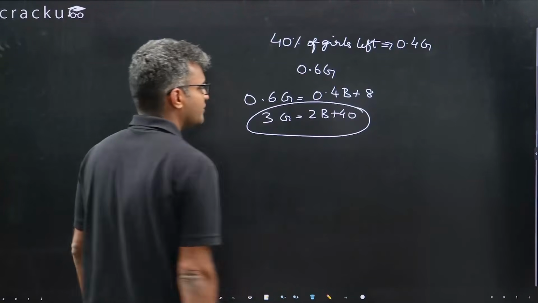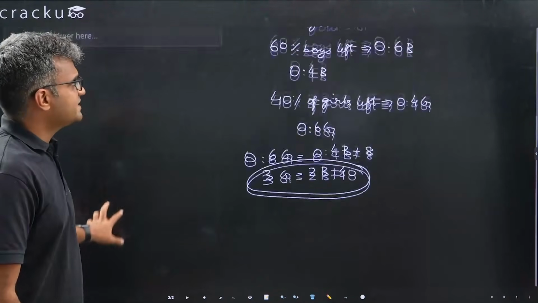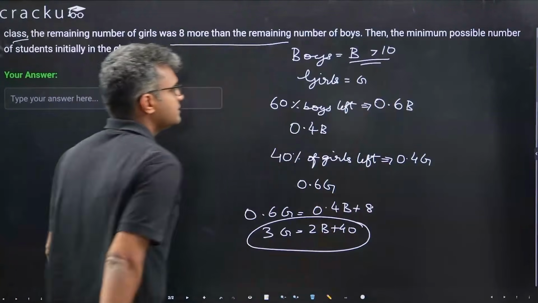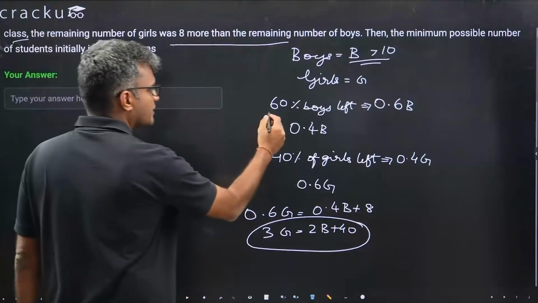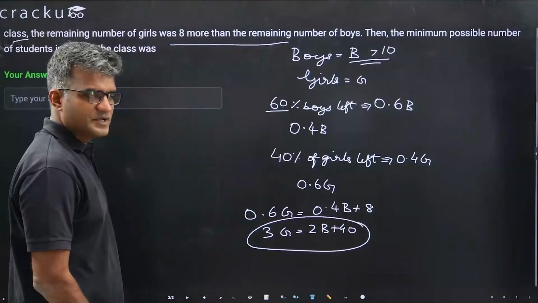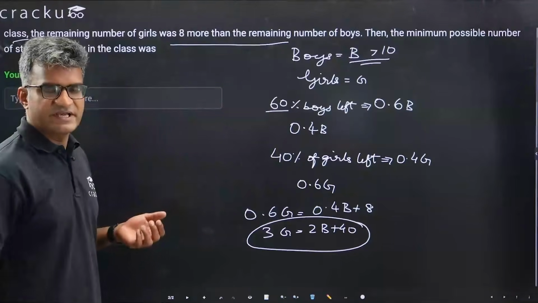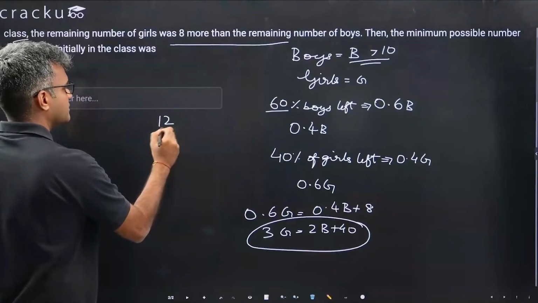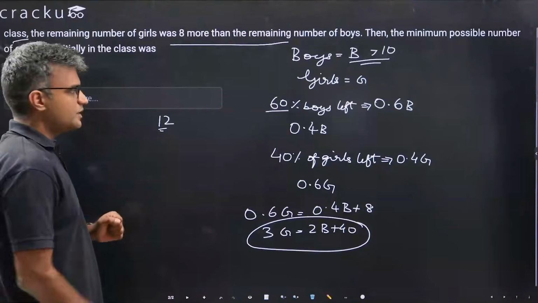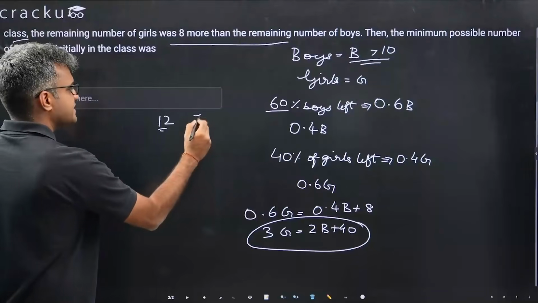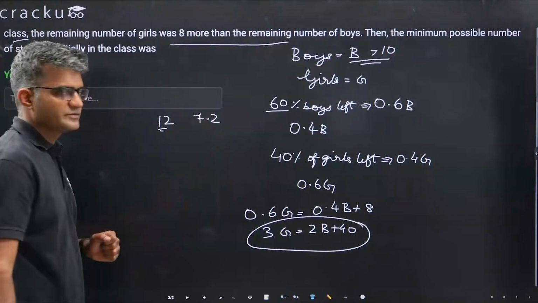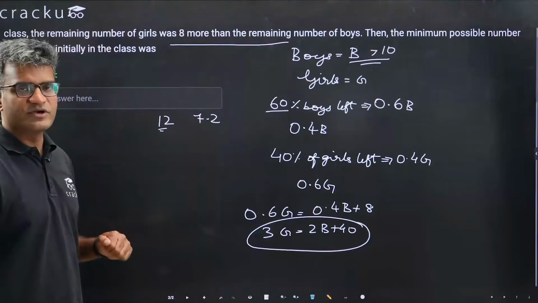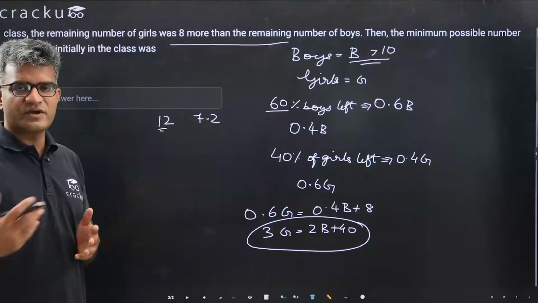Now, what do we know about G and B? One thing that is already given is that B is greater than 10. Another thing we should note is, if 60% of the boys left, can the number of boys be any number? For example, can the number of boys be 12? If the number of boys is 12, what is 60% of boys? It is 7.2. Therefore, the number of boys cannot be any number because you can't have 7.2 boys. It will be either 7 boys or 8 boys.